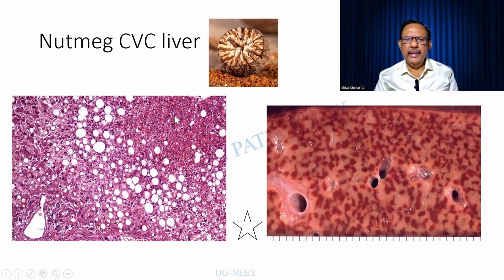Alternate dark and light areas produce this nutmeg liver, and the diagnosis is chronic venous congestion.